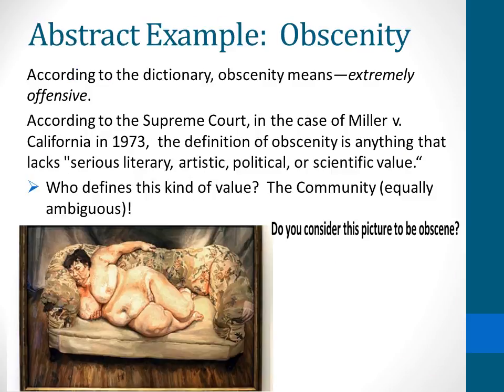So here is an example of an abstract term, obscenity. If you look in the dictionary, obscenity means extremely offensive. And then, according to the Supreme Court, in the case of Miller v. California in 1973, the definition of obscenity is anything that lacks serious literary, artistic, political, or scientific value. And of course, who then defines that value? Well, according to the Supreme Court, it's the community, which makes it equally ambiguous.